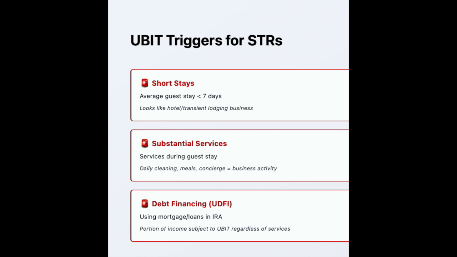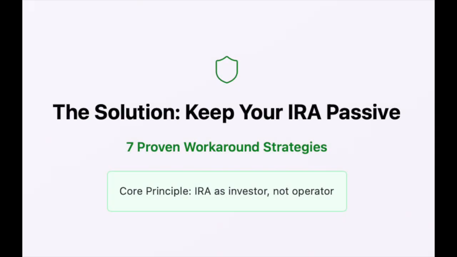The UDFI trigger is just about having debt on the property held by the IRA. The calculation gets complicated, but the trigger itself is the debt. Okay. Short stays, substantial services, and debt. Those are the big UBIT traps for IRAs and STRs based on this source. Okay, now for the good stuff. The material talks about several workaround strategies. What's the main idea behind them?